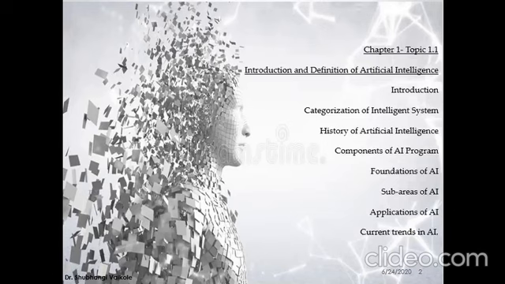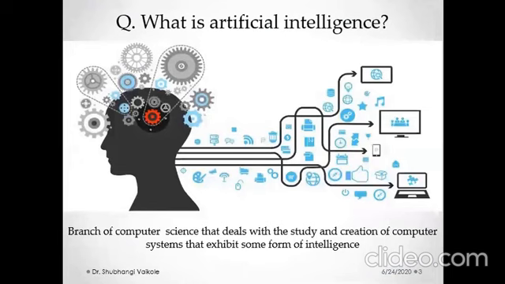This topic contains the introduction to AI, then categorization of intelligent systems, then we will see the history of artificial intelligence, then the different components of AI programs, then the foundations of AI, then sub areas of AI, applications of AI, and current trends in AI. So let's start with artificial intelligence.